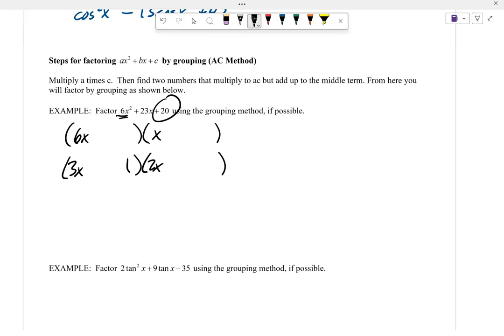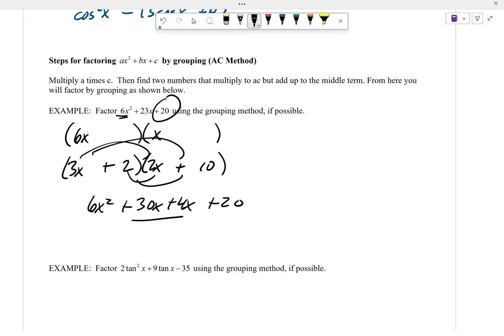So I'm either going to try like 1 and 20, or maybe I try 2 and 10. Let's try 2 and 10. It's got to be plus plus or minus minus because it's a positive 20. And I'd check it and I'd be like, okay, that's 6x squared. That's a 30x. That's a 4x. That's a 20. I got 34x in the middle. That's not my 23x in the middle that I need. So I'm not going to try 2 and 10.